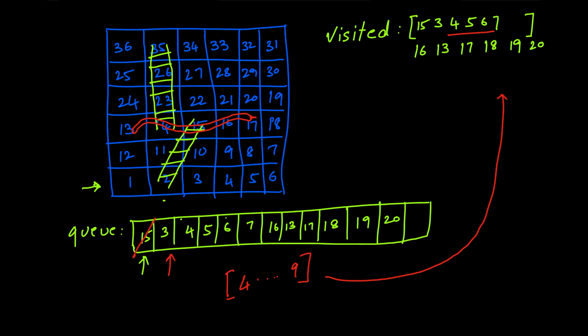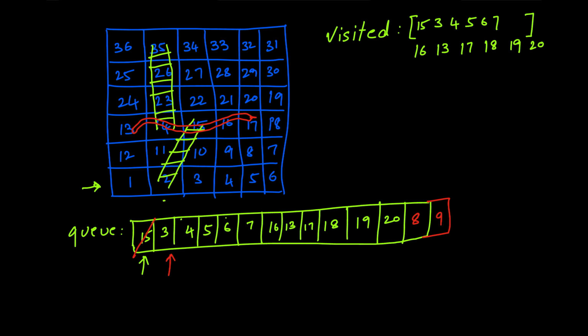Only 8 and 9 will be added to the queue while marking them as visited. Removing 3 from the queue and moving on to the next cell, which is 4. From 4, I can reach anywhere from 5 to 10, but all of the elements from 5 to 9 have already been added. So we'll only add 10 to the queue and mark it as visited.